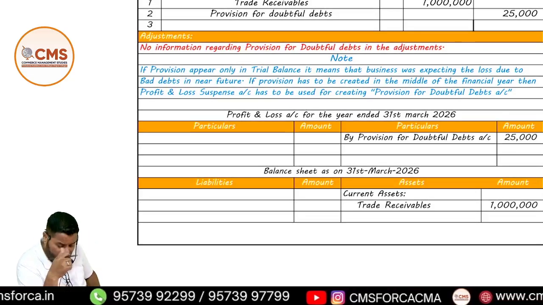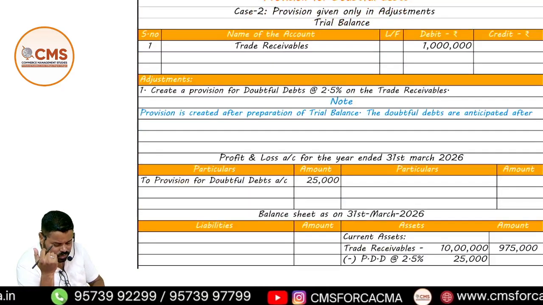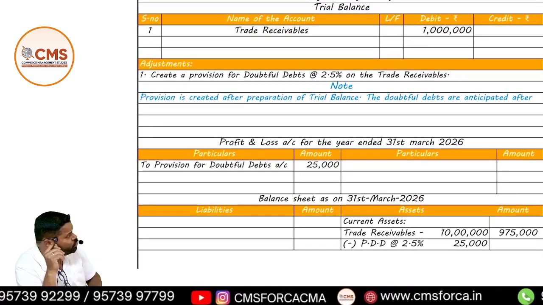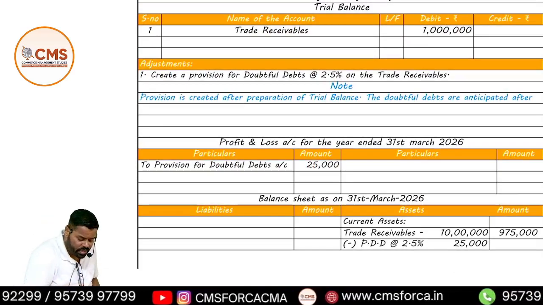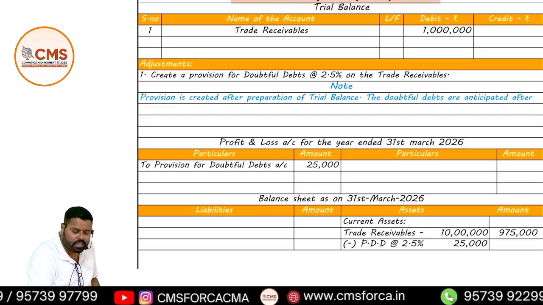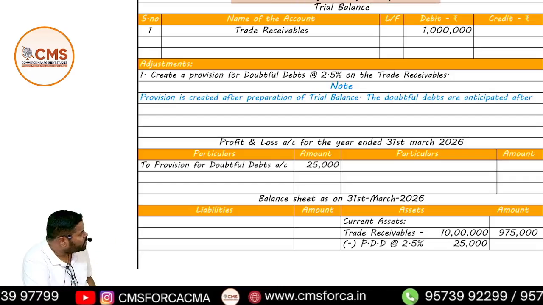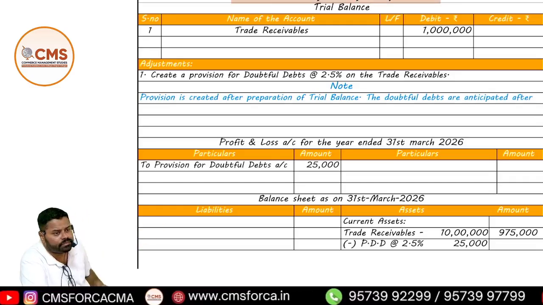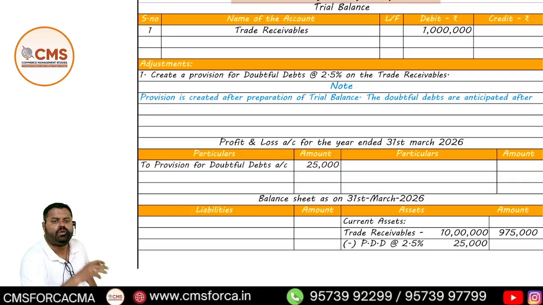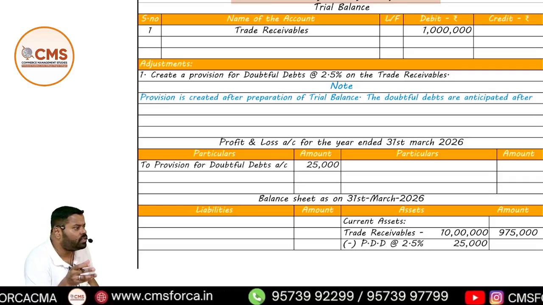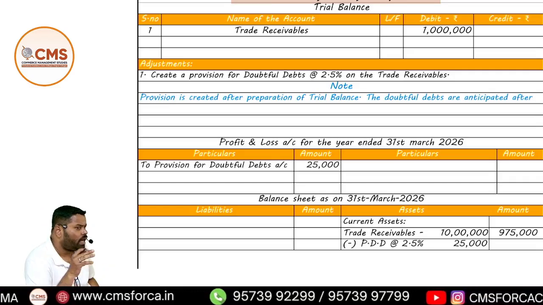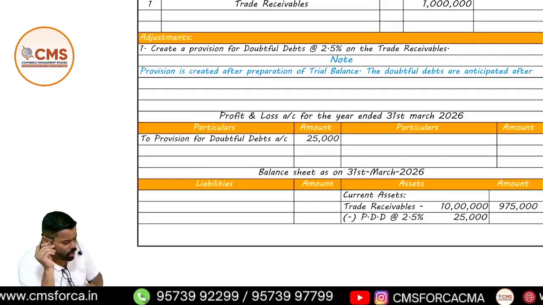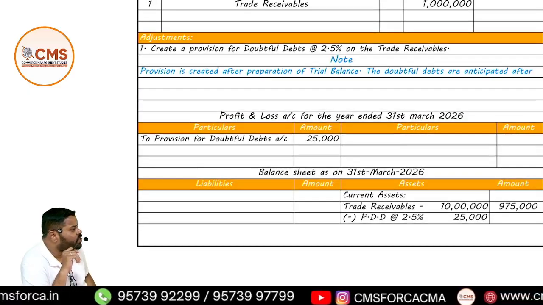Understood? Second option. When is the provision given to you? Provision is given in your adjustments. The trade receivables value that is seen in your trial balance is the same 10 lakhs. Do you see any provision there? No. Why? Because you never had any doubt that you will get a loss at the time of preparation of trial balance. Now, where do you create the provision? Provision is given in your adjustment.